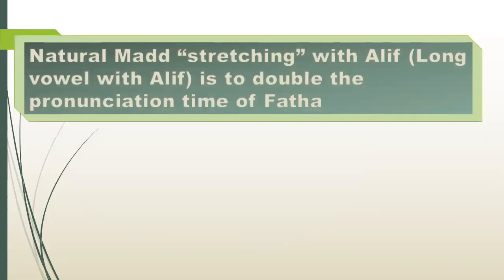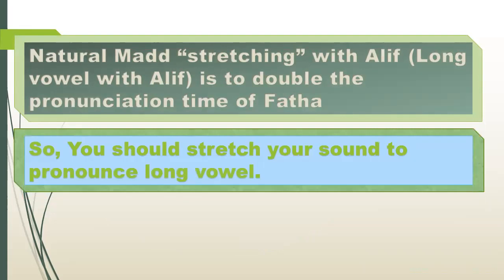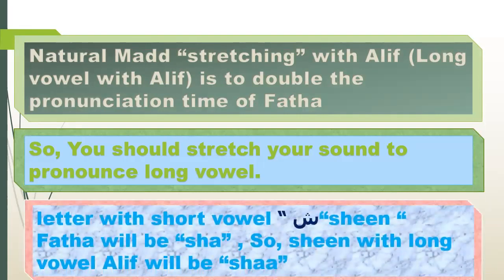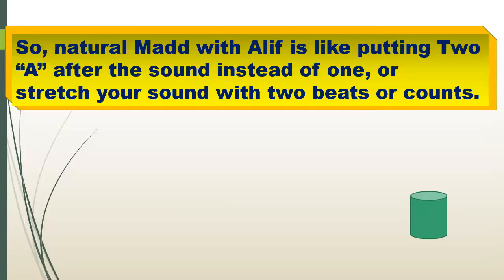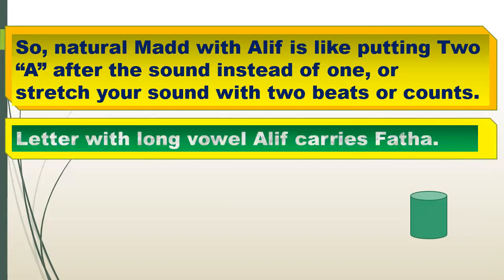Natural mad, stretching with alif, long vowel with alif, is to double the pronunciation time of fatha. So you should stretch your sound to pronounce long vowel. Letter with short vowel sheen, fatha, will be sha. So sheen with long vowel alif will be sha. So natural mad with alif is like putting two a after the sound instead of one, or stretch your sound with two beats or counts. Letter with long vowel alif carries fatha.